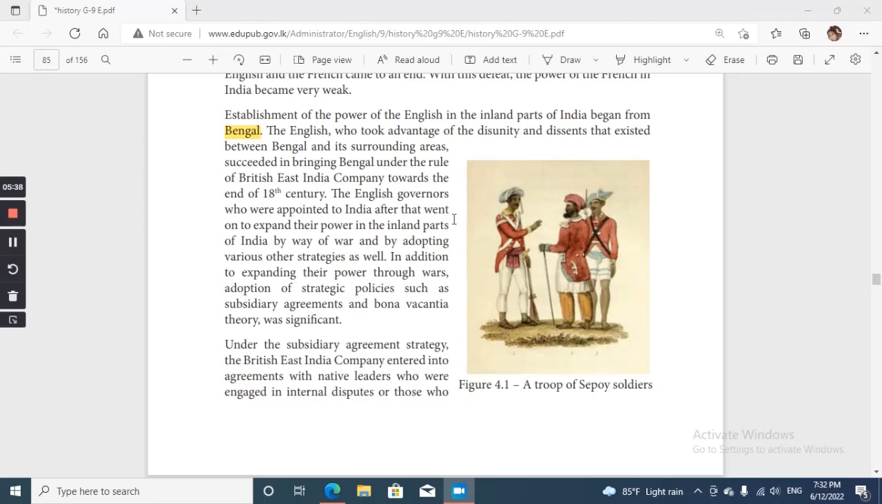At that time they improved their strategies by using two important strategic policies. What are those? The subsidiary agreement and the doctrine of lapse, or bona vacantia theory. Those are the two important agreements or strategic policies the English used to expand their power. So remember the two important agreements: the subsidiary agreement and bona vacantia theory.